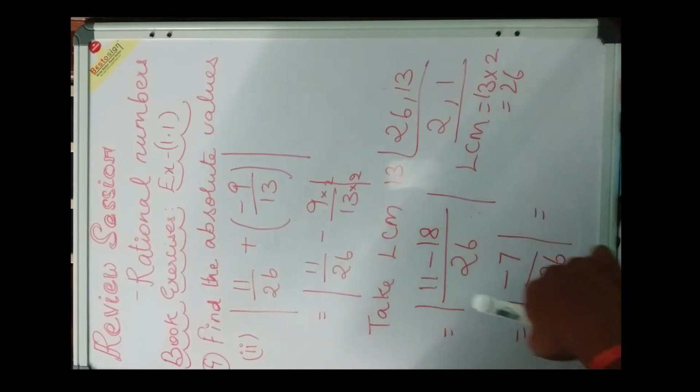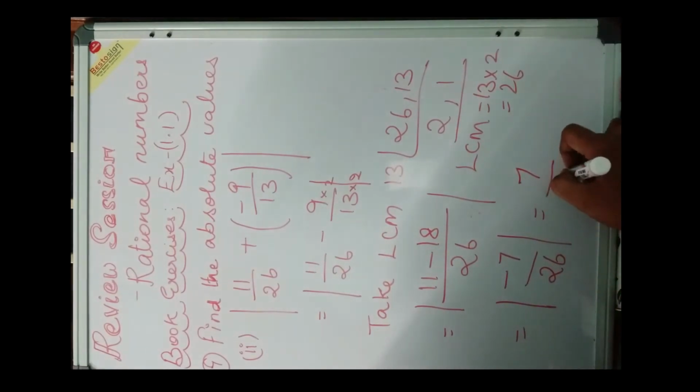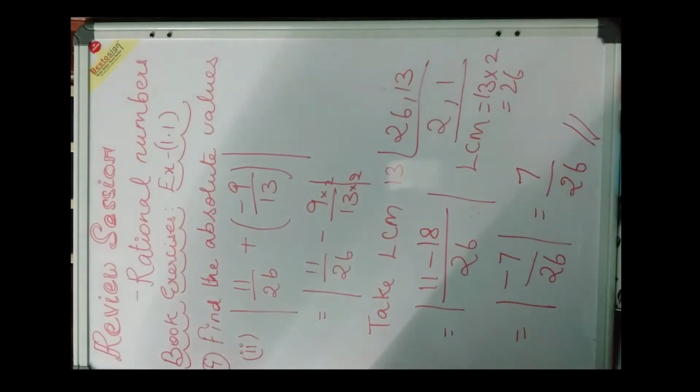Now if you are going to find the absolute value of this rational number, it is plus 7 by 26. Is it clear, children?